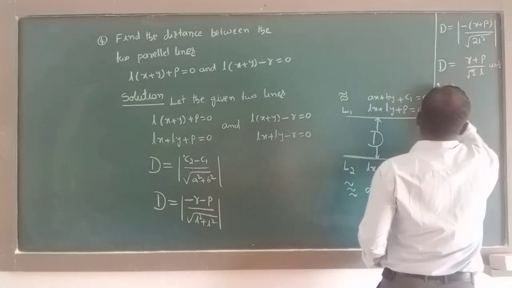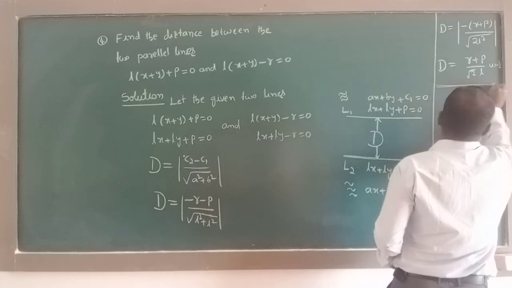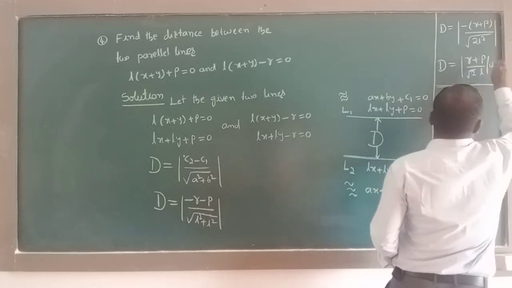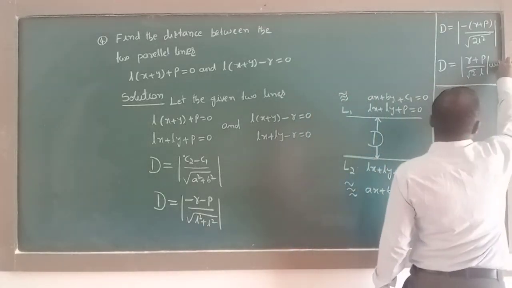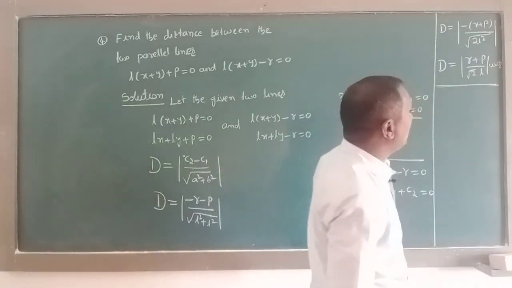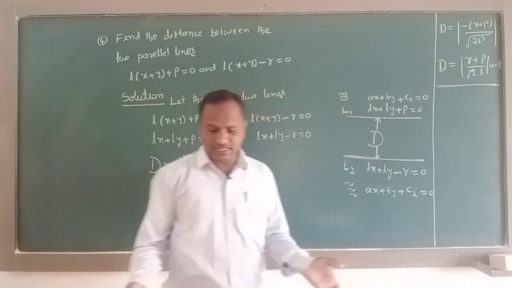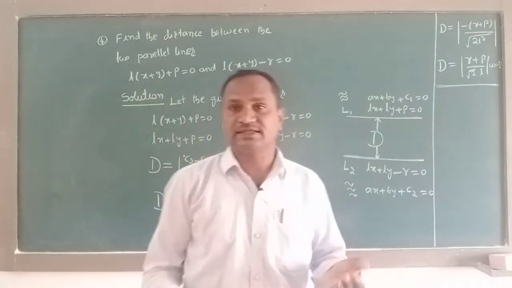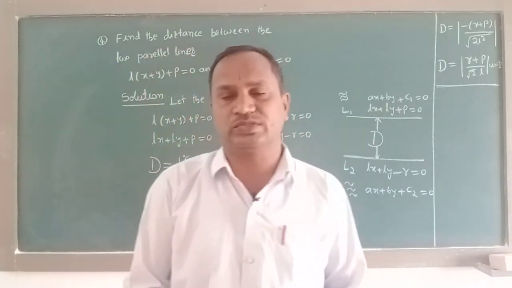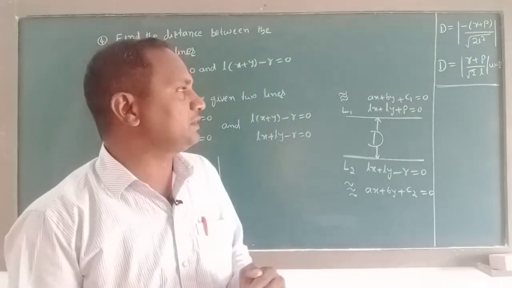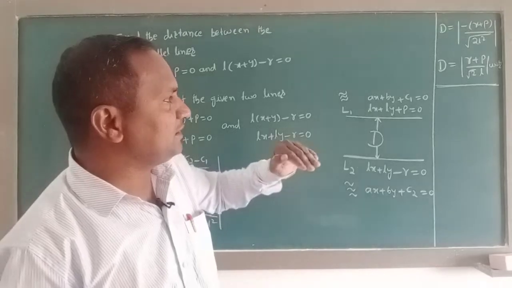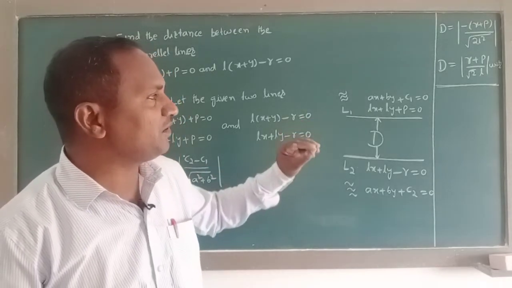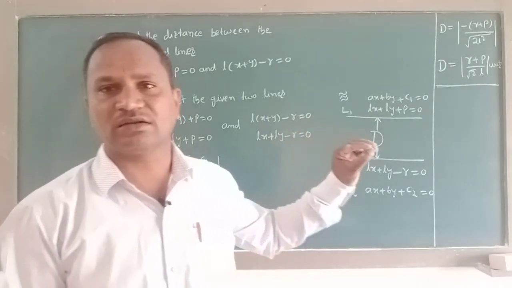This is the answer for this question. Otherwise you can take modulus, no problem. Modulus of r plus p, whole divided by root 2 l units, because they did not give any values for r and p. That's why I have written it as it is. We got a formula in terms of r, p and l.